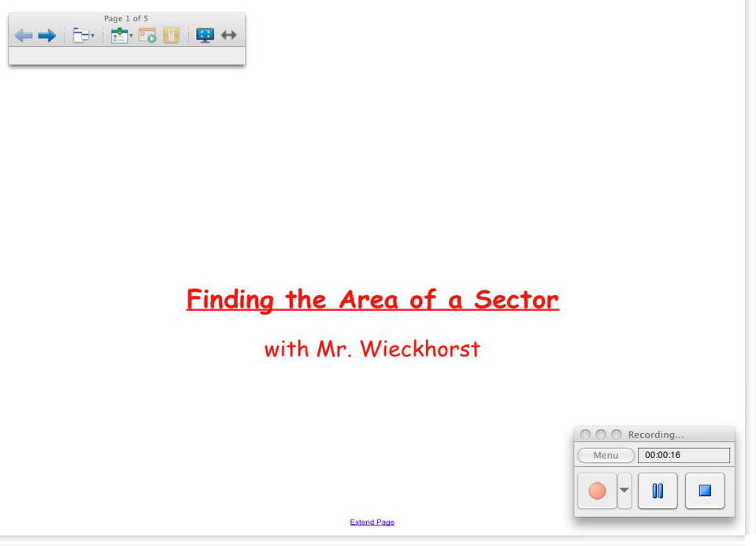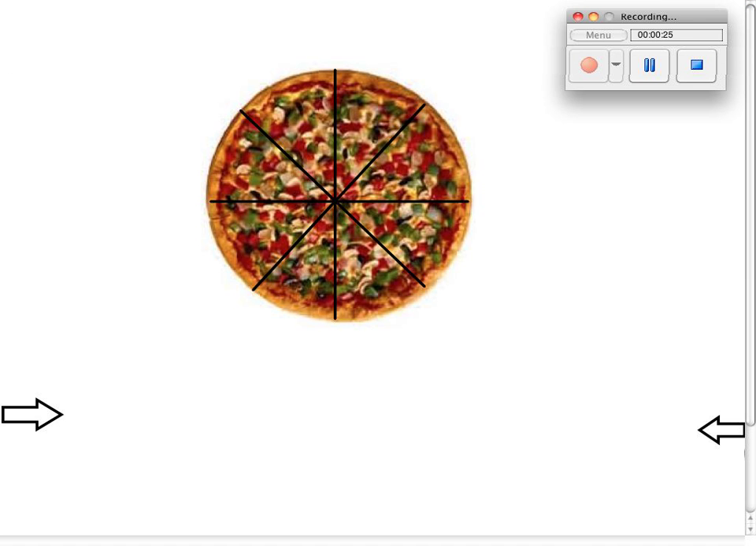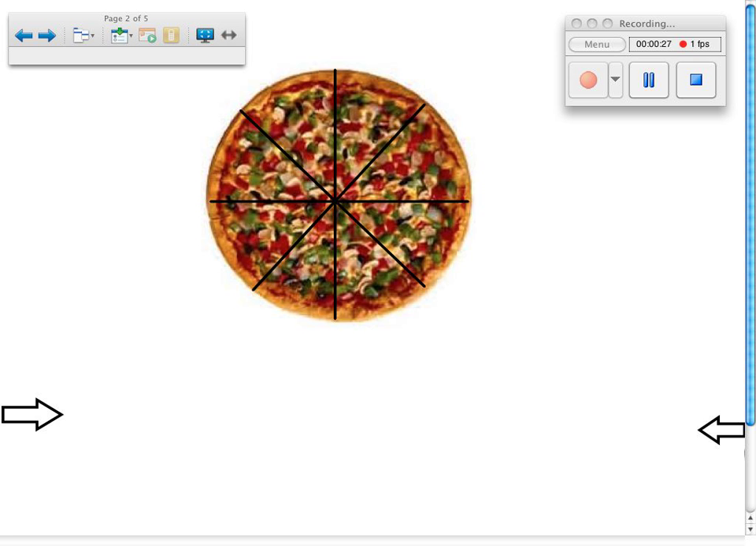But before we get into any content, I want to present you with a picture of a pizza. That looks like a good pizza, doesn't it? Look at all those toppings. Looks pretty delicious. Well, I want to tell you a story about this pizza.